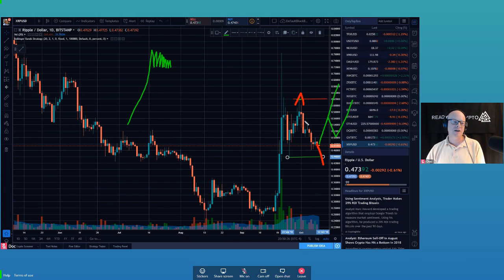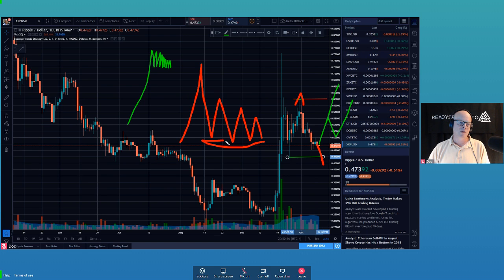Yeah, it's a descending triangle. I don't disagree with that. It is a little bit more of a descending triangle. A descending triangle is typically where you have equal lows and a series of lower highs like that. Okay, so we've gone through that, so that's our example on Ripple.